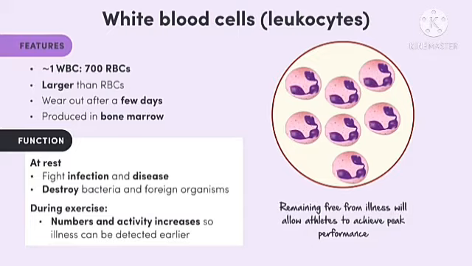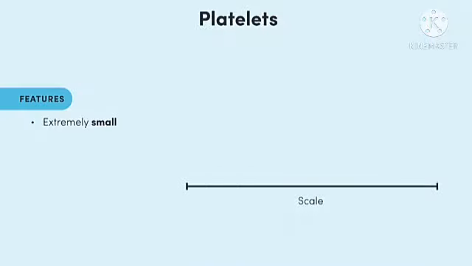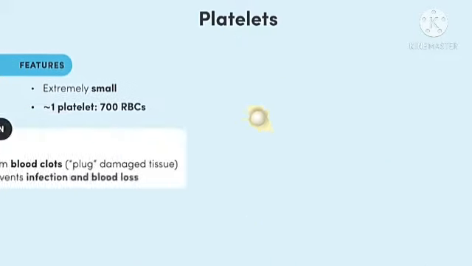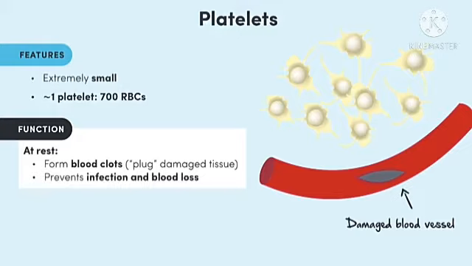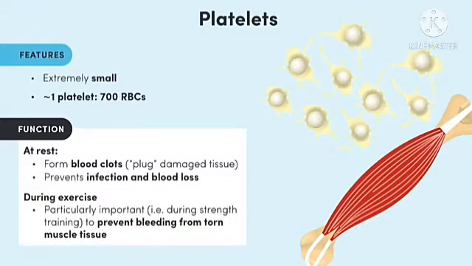Our focus now shifts to the platelets. The platelets are extremely small, and there is also 1 platelet to 700 red blood cells. The main function of the platelets is to help repair damaged blood vessels. This helps to stop bleeding.